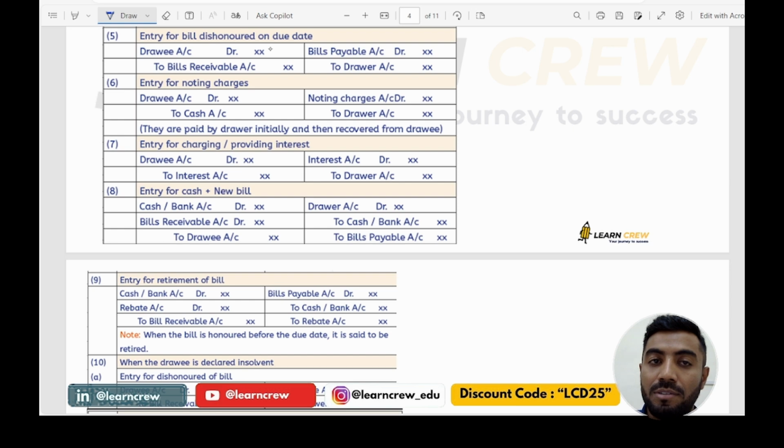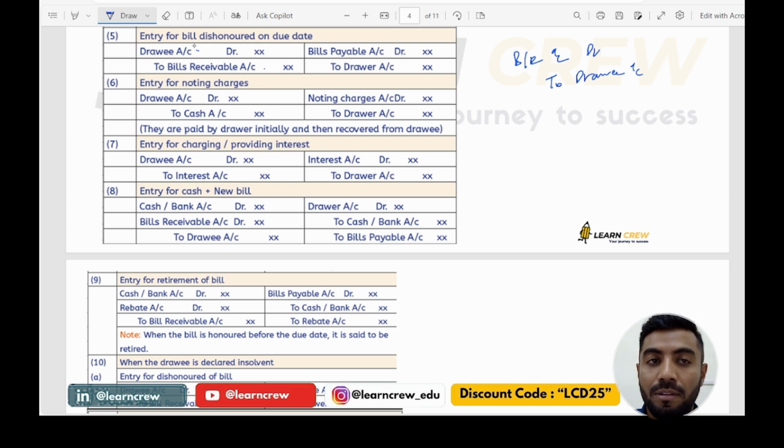So initially, whenever you received a bill, what entry would you have passed? Bills receivable account debit to drawee account. This is the entry which you would have passed. So if the bill is dishonored, the same entry is to be reversed. That is nothing but drawee account debit to bills receivable account.